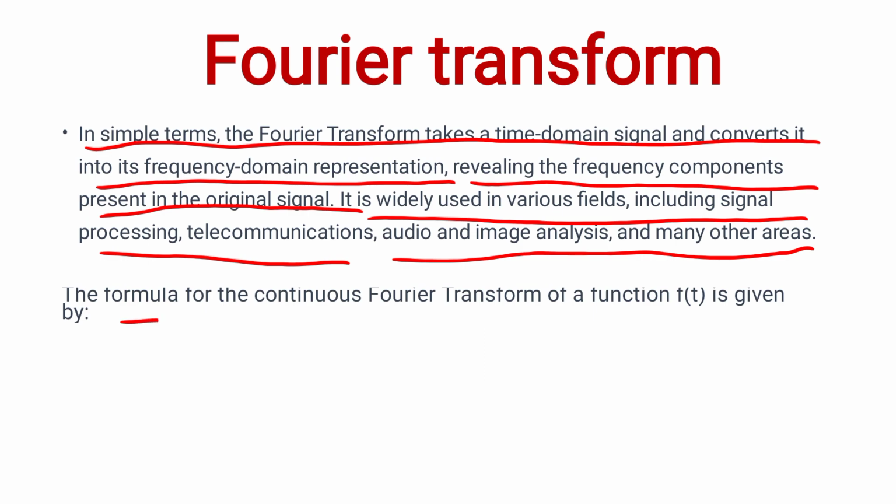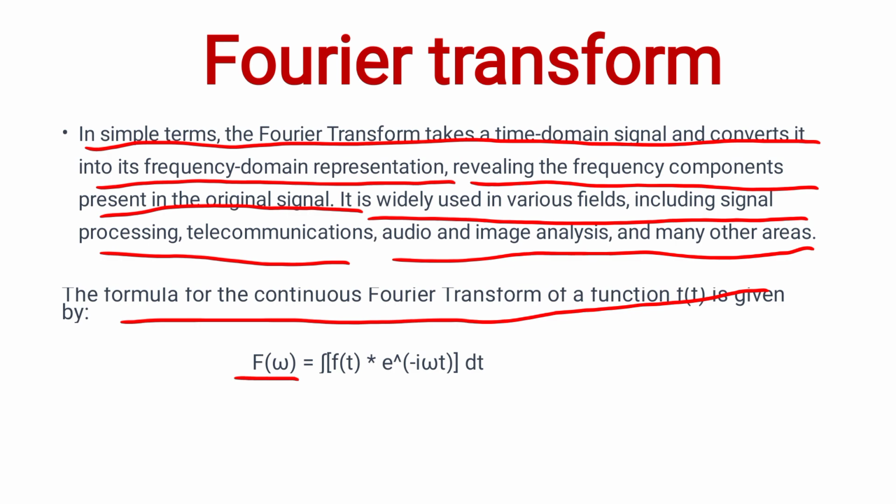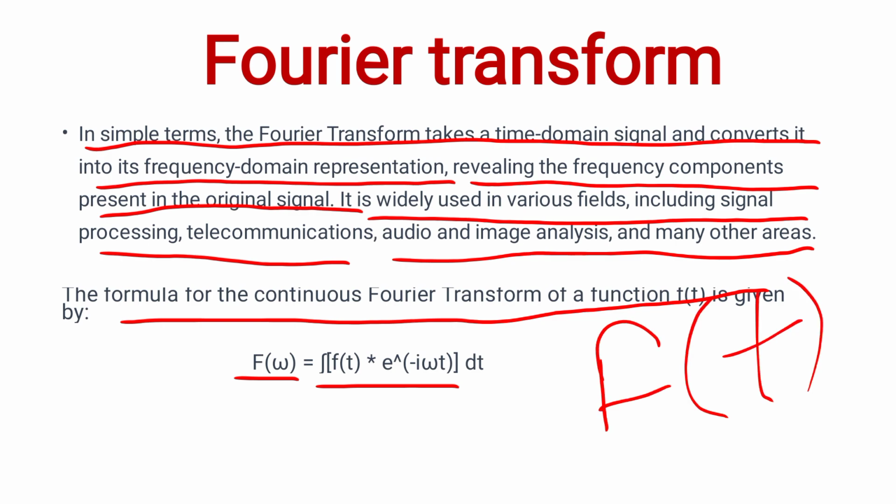That is the formula for the continuous Fourier transform. The Fourier transform of a function f of t is given by F of omega is equal to the integral of f of t into e power minus j omega t dt. It is the formula to find the Fourier transform of a continuous time domain signal, that is f of t. Here, f of t is the continuous time domain signal. In order to find F of omega, which is nothing but the frequency domain signal, we need to integrate this continuous time domain signal multiplied with the exponential signal.